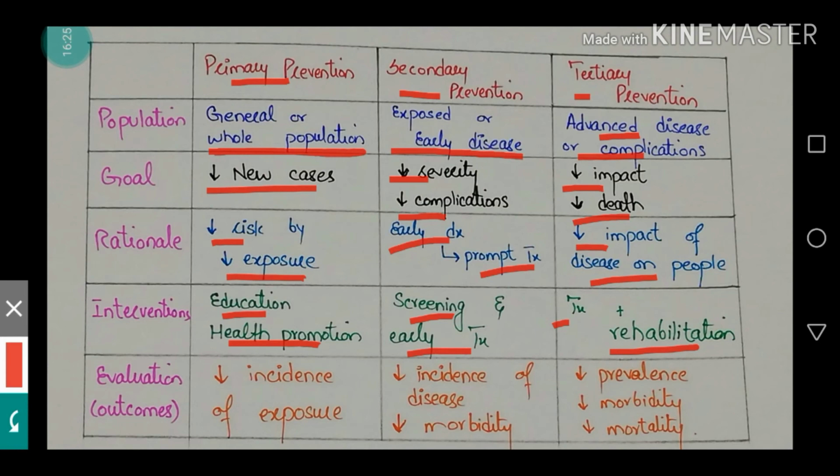If there is a reduction in the incidence of exposure, then primary prevention is working in our community. Similarly, if there is a decrease in the incidence of the disease and a decrease in the morbidity, then secondary preventive measures for that specific disease are working very well. Similarly, in terms of tertiary prevention, if there is a decrease in the prevalence, morbidity as well as mortality, then we can say that the factors which we are using under the umbrella of tertiary prevention are actually working.